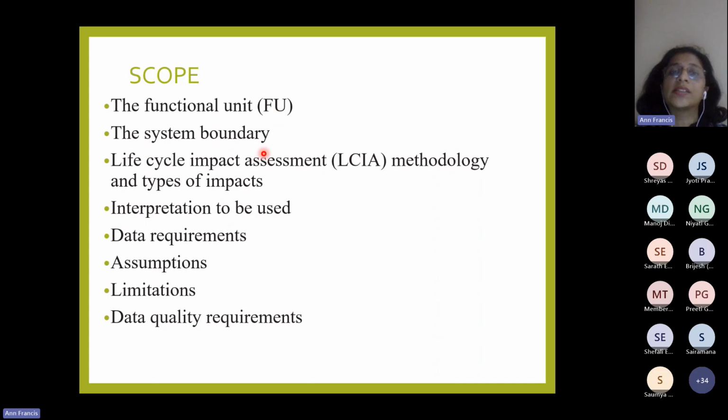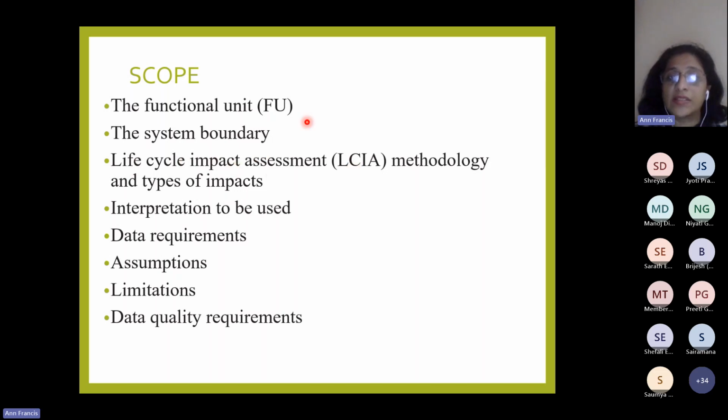Then boundary, in the sense that do you want to do a whole life cycle of a building, or only the manufacturing phase up till the materials reach the site, or do you want to include the construction phase also, and ignore the operation phase. You can do that, but then it doesn't become a whole life cycle as such, but we can still define the system boundaries like that. There is nothing wrong there.